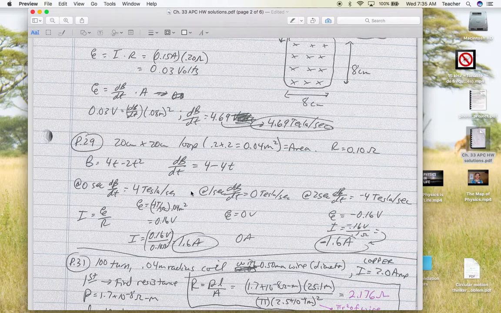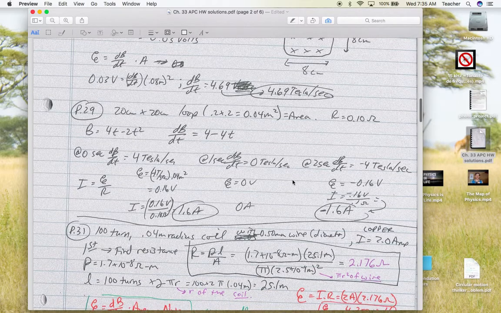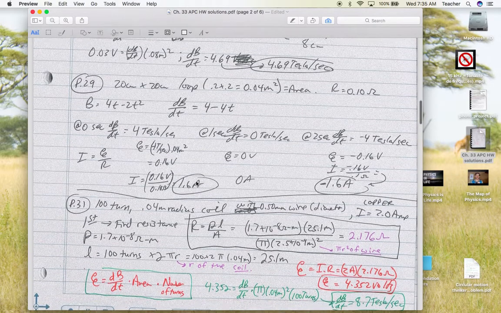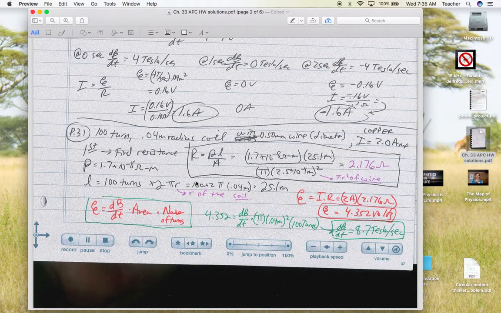Again, I can multiply that by 0.04 meters squared, which is the area, and I get that current. So that's the instantaneous current. That would be continuously changing because this function also is dependent on time. This one was tough, so I apologize for this being super scrunched.